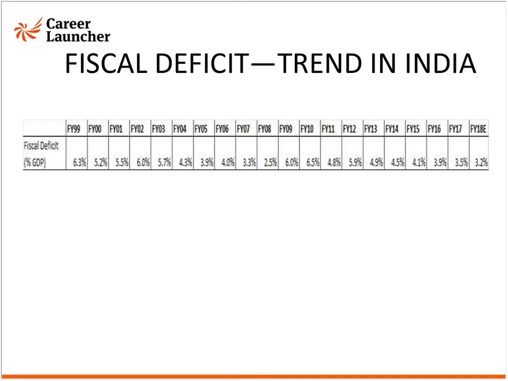And moving on to the fiscal deficit trend in India. If you see this trend, essentially this year, for 2018, we're going to target a 3.2% fiscal deficit. For FY17, we had a 3.5% fiscal deficit, and in FY16 we had a 3.9% fiscal deficit. Okay, so that is the fiscal deficit trend. And if you see over the last few years, we've been trending downwards.